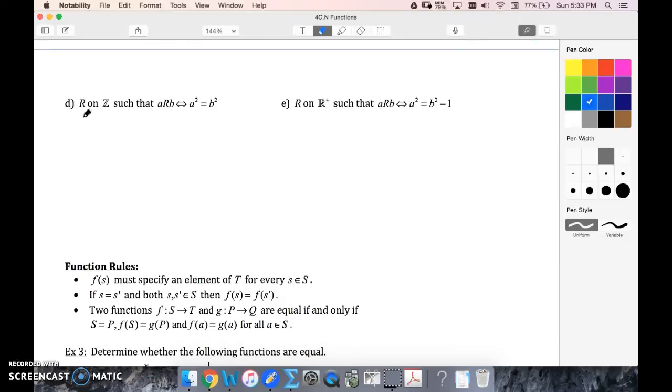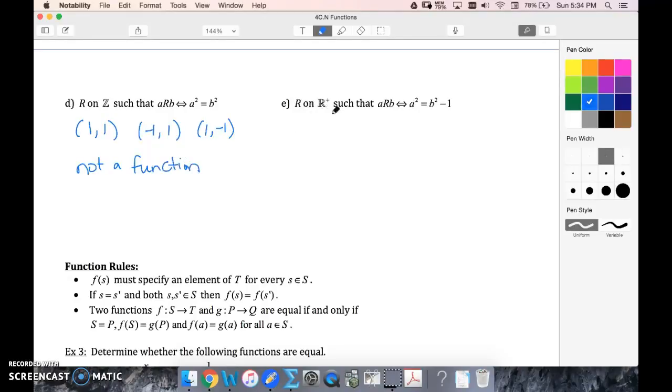So now we have a relation R on Z, such that A is related to B, where A squared is equal to B squared. Well, I know if A squared is equal to B squared, pairs that would work here are (1, 1), or (-1, 1). This works, but I could also have (1, -1). So now I've got elements from my domain that do not have unique outputs, so not a function.